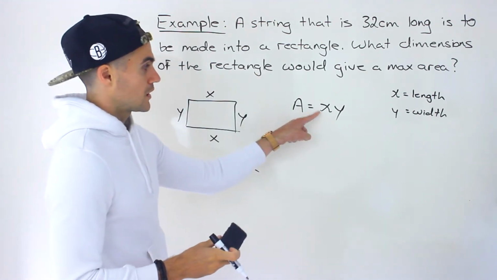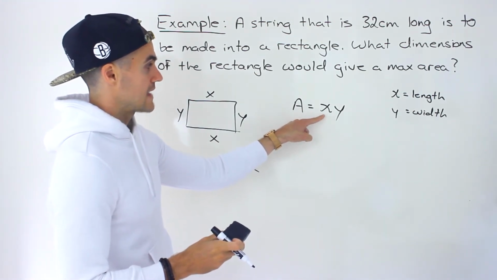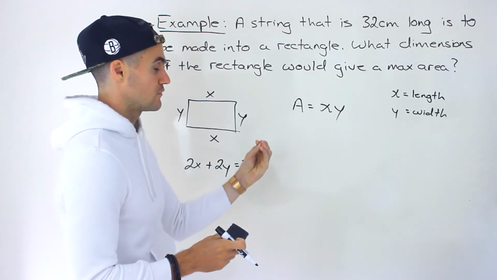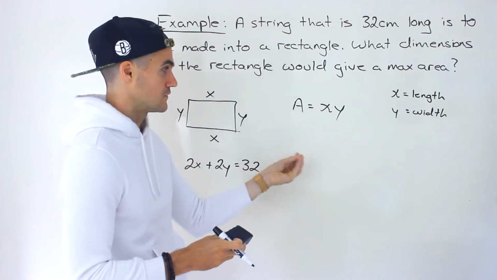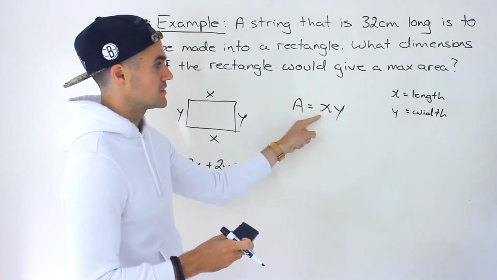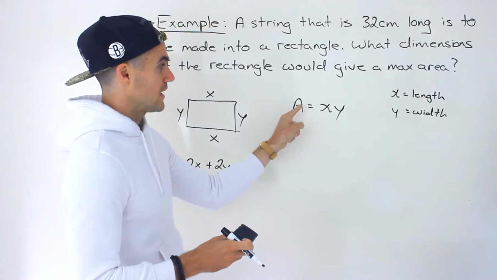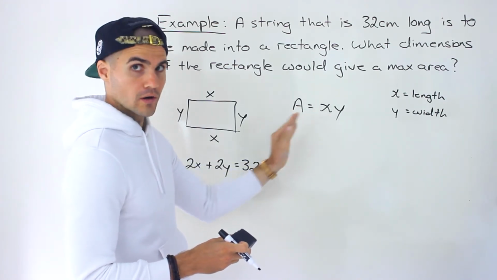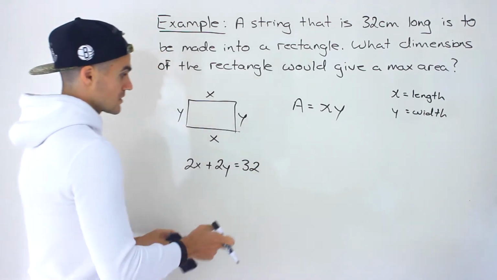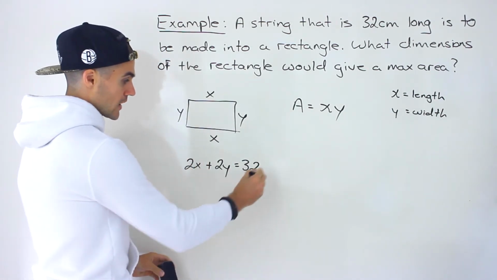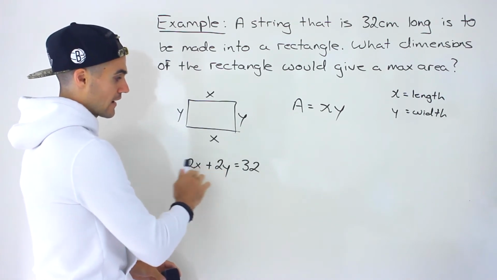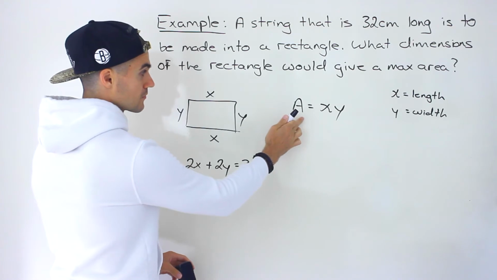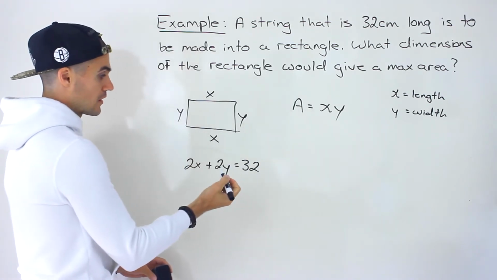Now, what's the problem here? Well, the problem is that we're dealing with two variables. And if we want to try to find the maximum of an equation, it has to be in terms of one variable. So we have to make the area in terms of either x or in terms of y. Either works, and what we could do is use the constraint that we have to isolate for x or y and then plug it into the max-min function that we're working with.